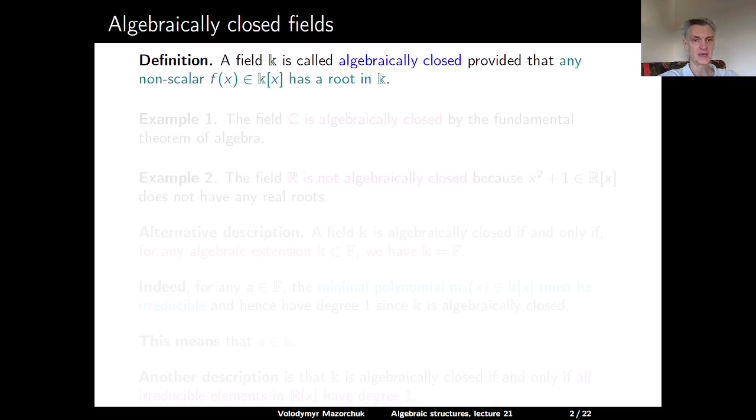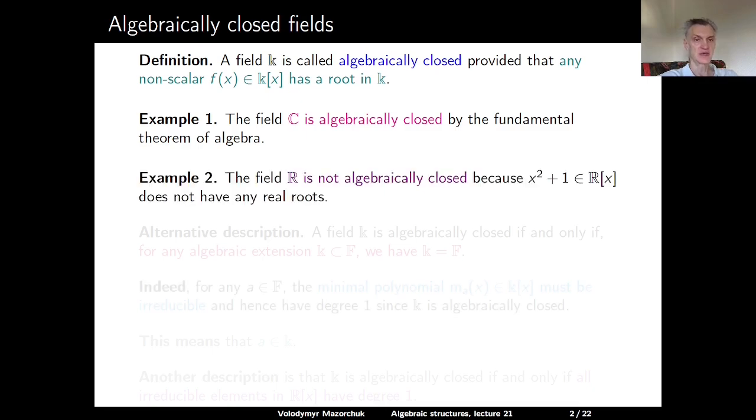Definition: a field K is called algebraically closed, provided that any non-scalar polynomial with coefficients in K has a root in K. For example, the field C of complex numbers is algebraically closed by the fundamental theorem of algebra. A negative example: the field R of all real numbers is not algebraically closed because the polynomial x squared plus 1 with real coefficients does not have any real roots.